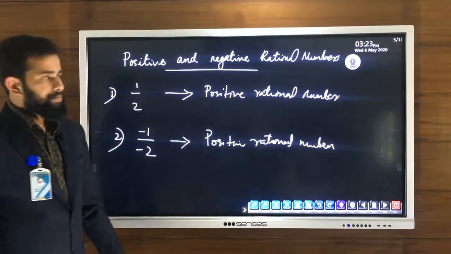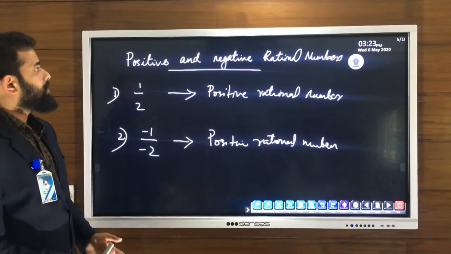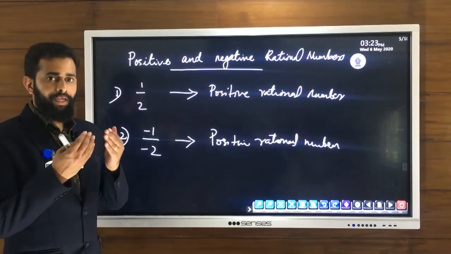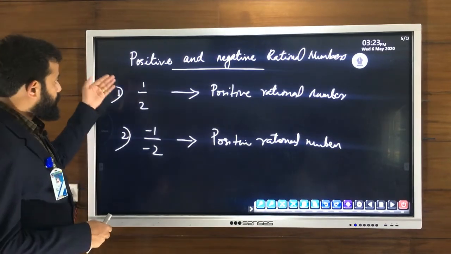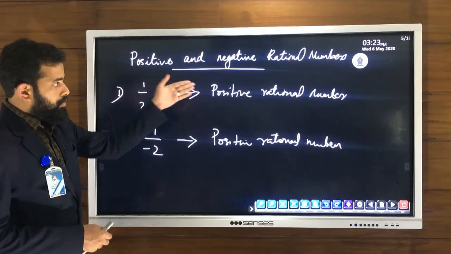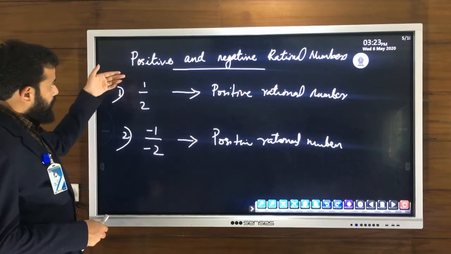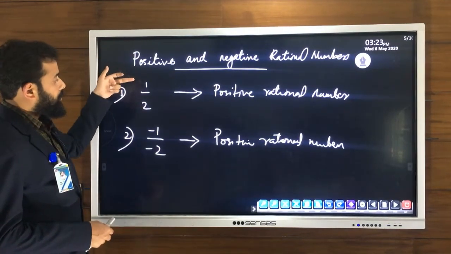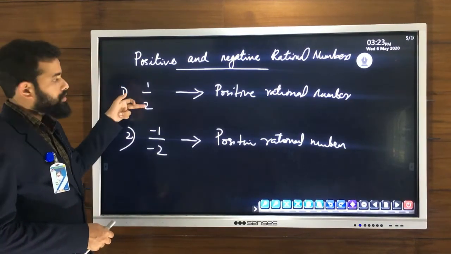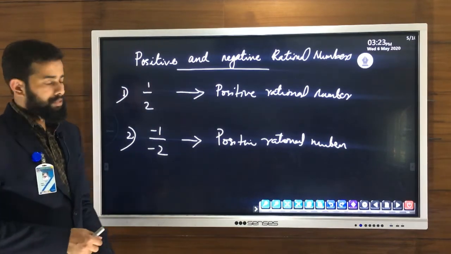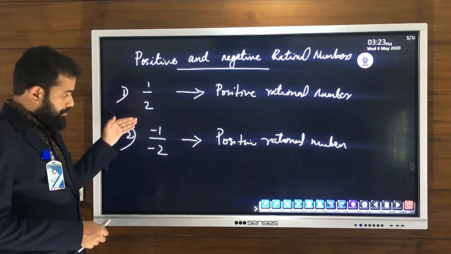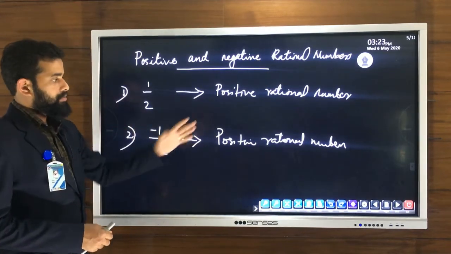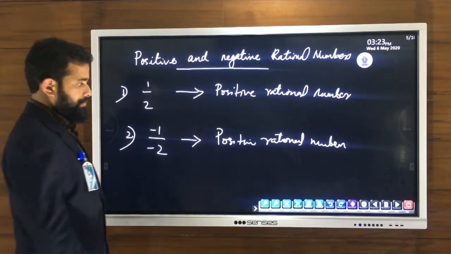So, next is positive and negative rational numbers. How can we identify whether a rational number is positive or negative? Two points to find out positive rational numbers: if the numerator and denominator are both positive, the rational number will be positive, and if both numerator and denominator are negative, the rational number will be positive.